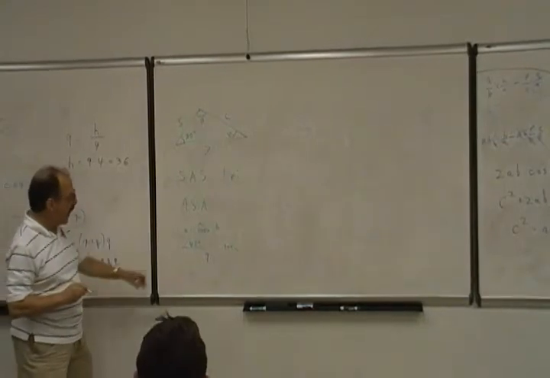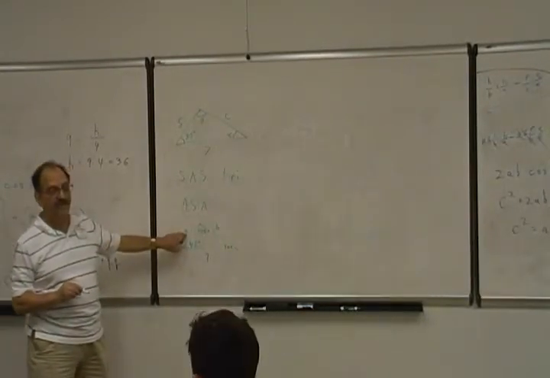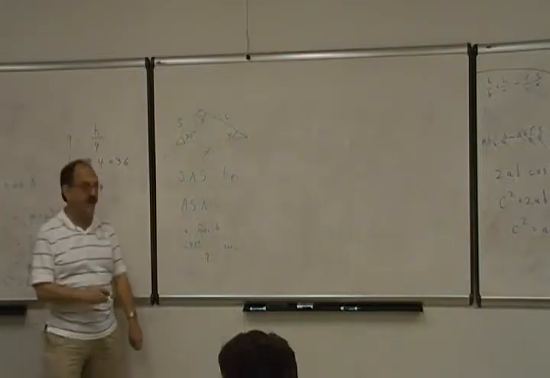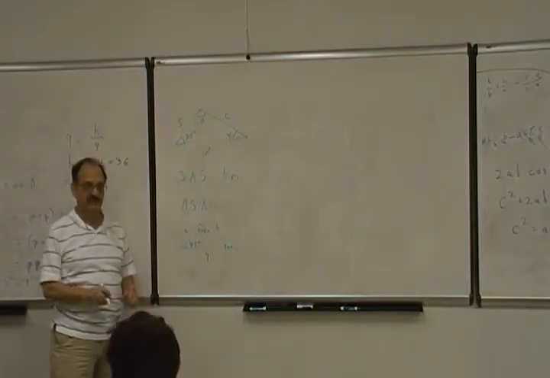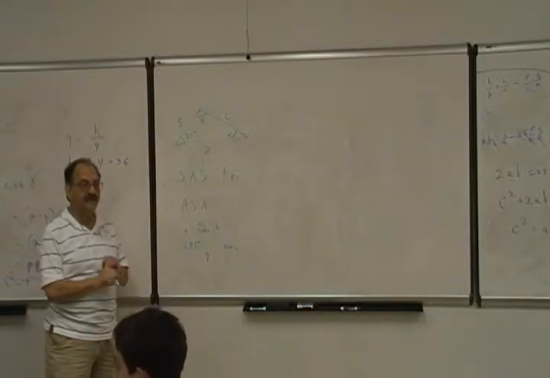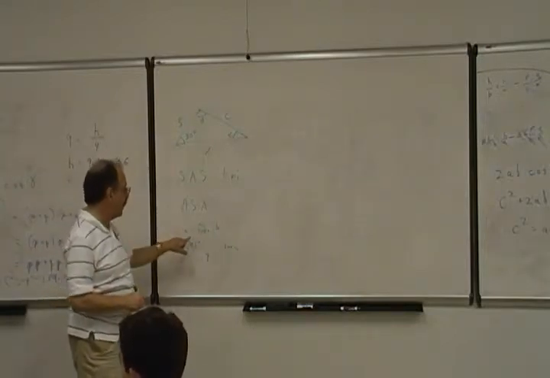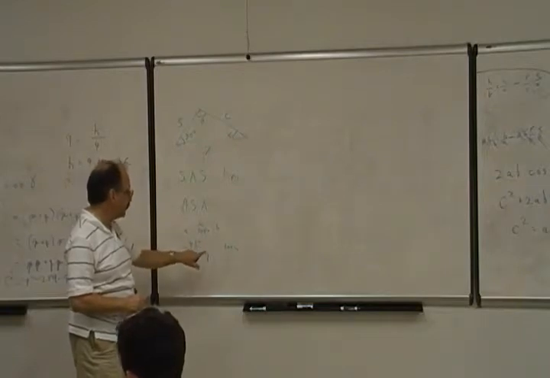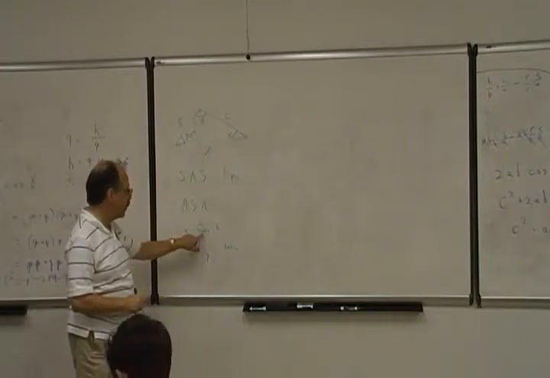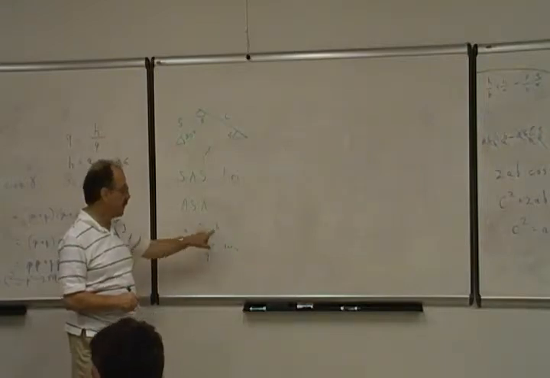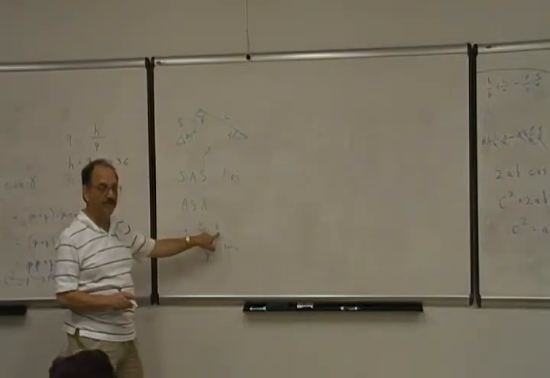So, how would you find A? One of those two laws will help you find A. The law of sines is the easy way to do it, because sine 30 over A is equal to sine 105 over 9. You can find A. Likewise, you can find B using law of sines.